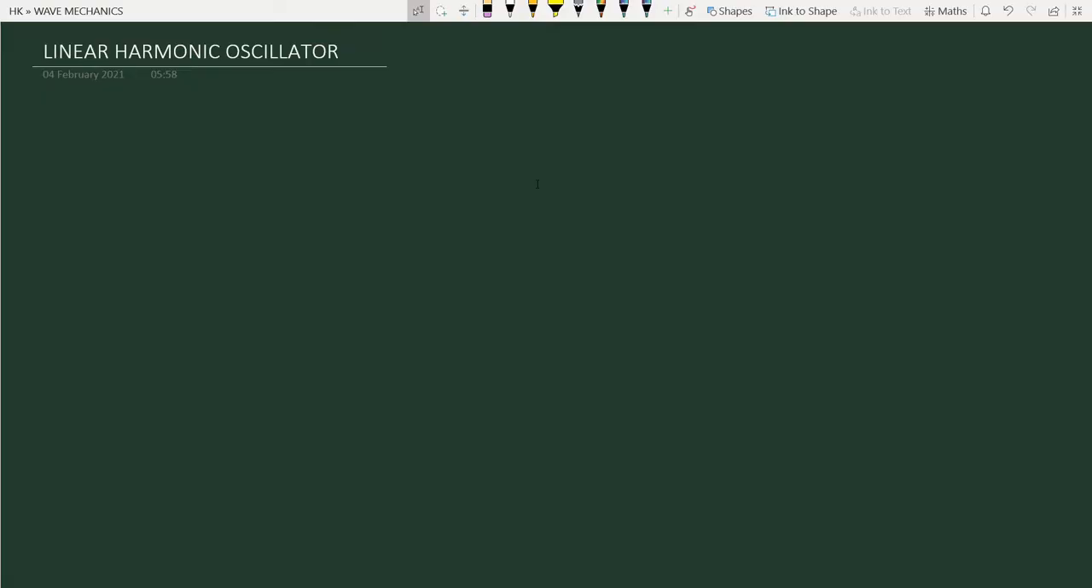Our next problem is the linear harmonic oscillator. Let us start with the expression for the potential energy of the harmonic oscillator. We know it's a one-dimensional harmonic oscillator, so the potential energy is half k x square, where k is the force constant. Now k we can express in terms of mass and angular frequency, m omega square. So the potential I can write as half m omega square x square.